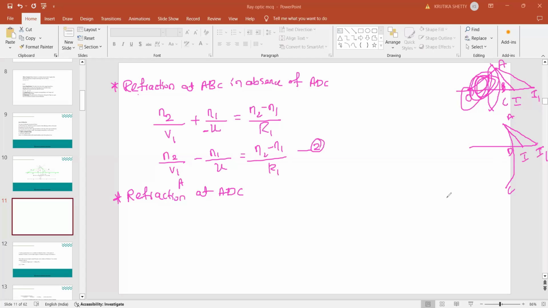Yes, in your figure, what is O, what is I, what is I1? Is it clear now, students? O is behaving as an object for the ABC surface. I1 is the image for the ABC surface. And now I1 is behaving as an object for the ADC surface, and I is behaving as the image, or you can say it is the final image.